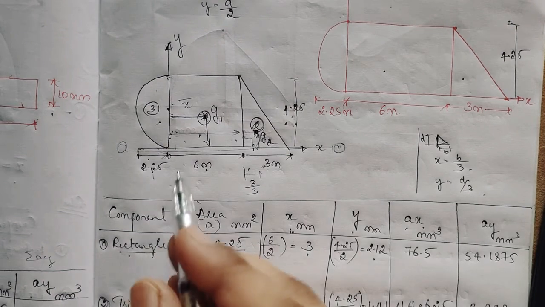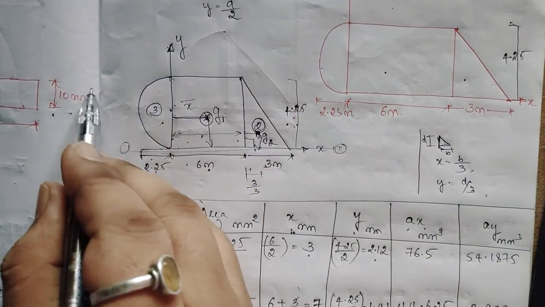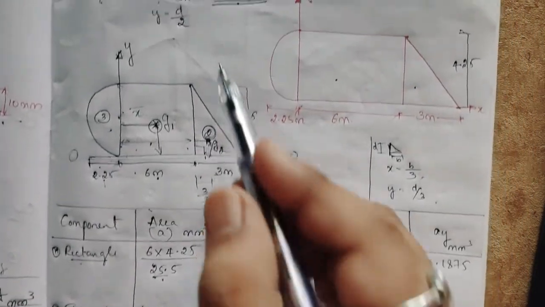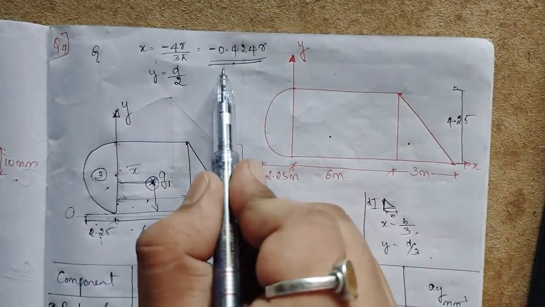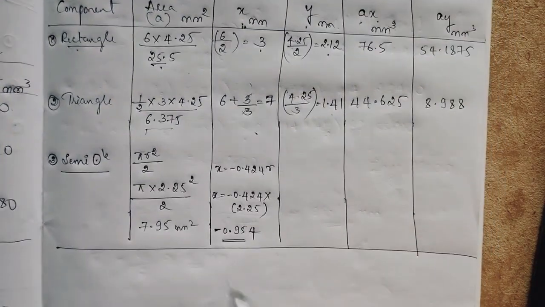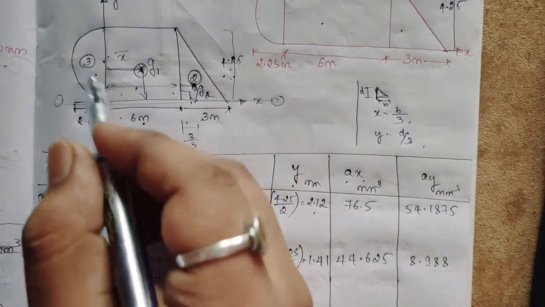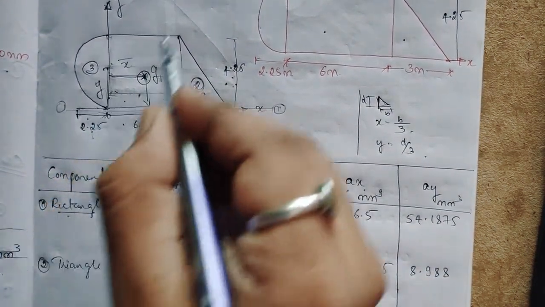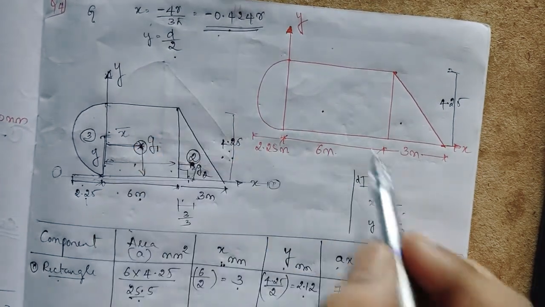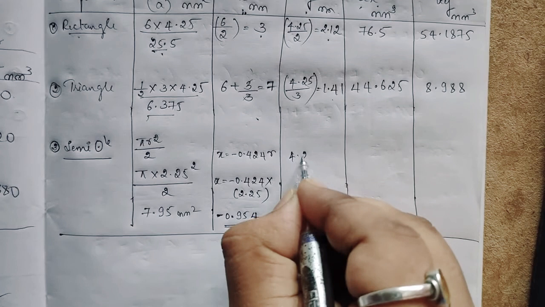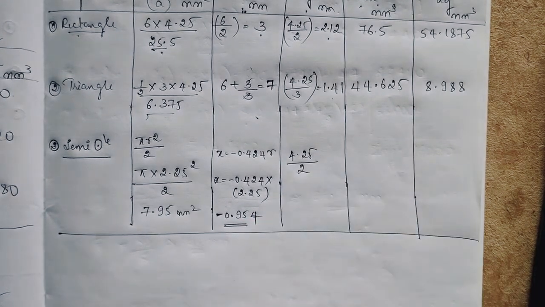In the axis of reference I said that if any figure comes on this side of the y axis, we can take it as negative, but for your convenience I have given you the list of formulas in which negative already comes directly, you just memorize it. So the value of x we got, and the value of y is d by 2. What is d? 4.25, so 4.25 divided by 2.